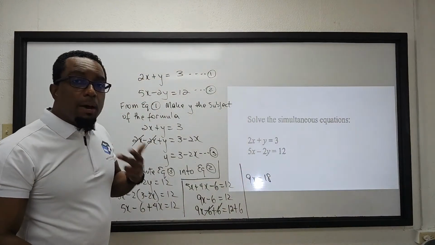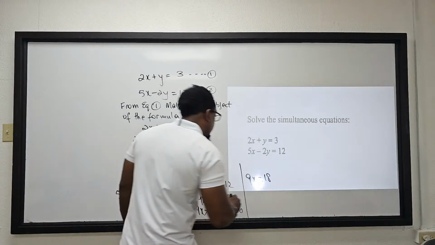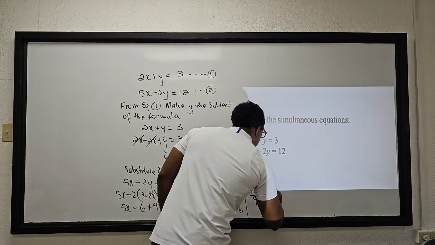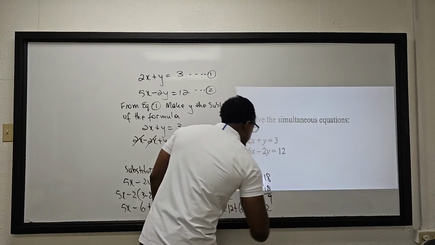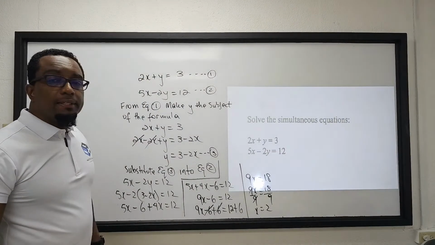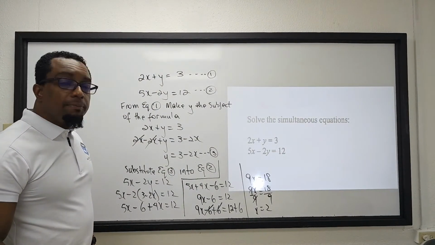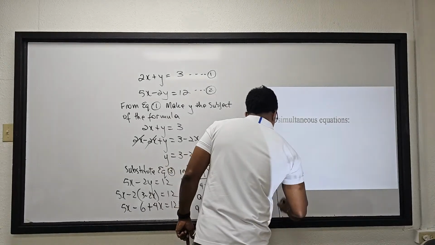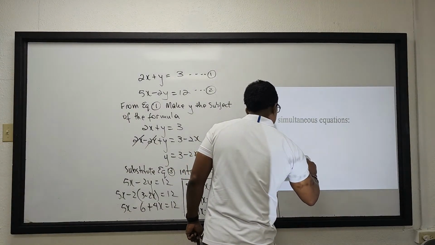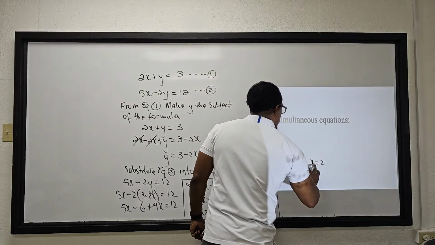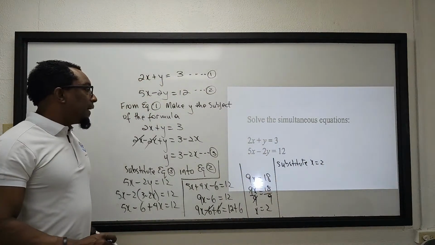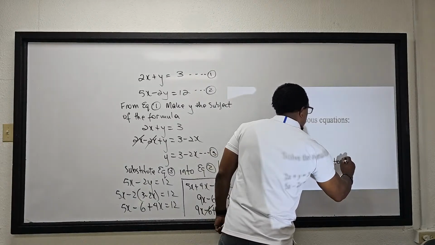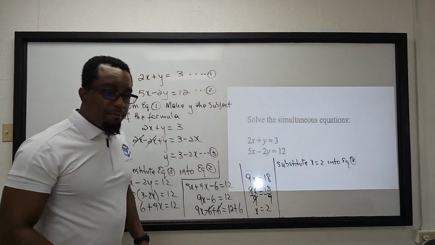And therefore, to make x a subject, I'm going to divide both sides by 9. 9x all over 9, 18 all over 9. And therefore, x is equal to 2. So I found my value for x. And after I found the value of x, what I have to do is to find the value of y. So this is where I'm going to substitute x equal to 2 into equation 3 to find the value of y.